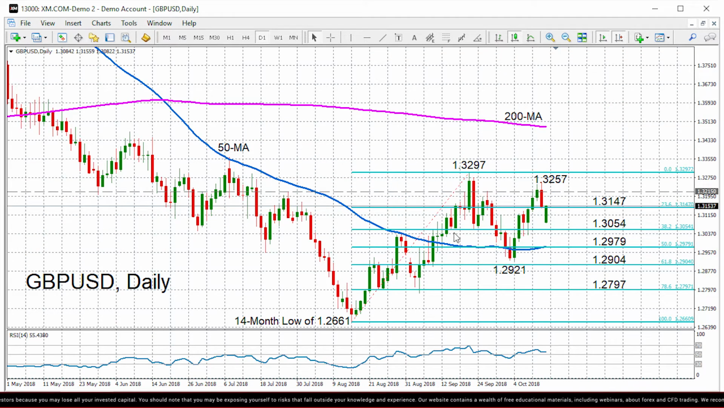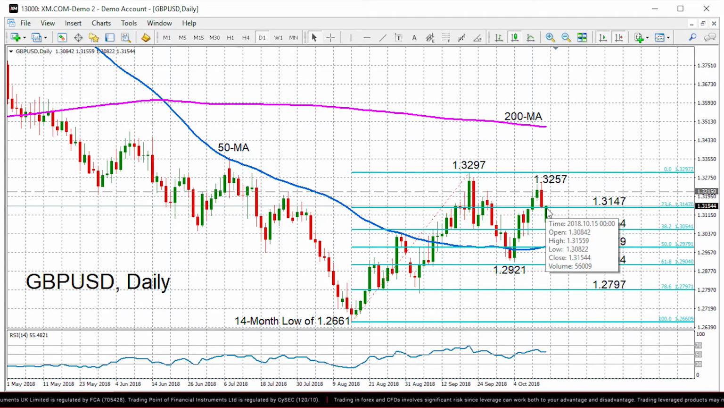Let's now turn to pound dollar. We can see pound dollar is looking fairly neutral at the moment. RSI has flatlined just above the 50 neutral level. There is immediate resistance coming from the 23.6% Fibonacci retracement of the upleg from 1.2661 to 1.3297. So that's around the 1.3147 level, just below 1.3150.